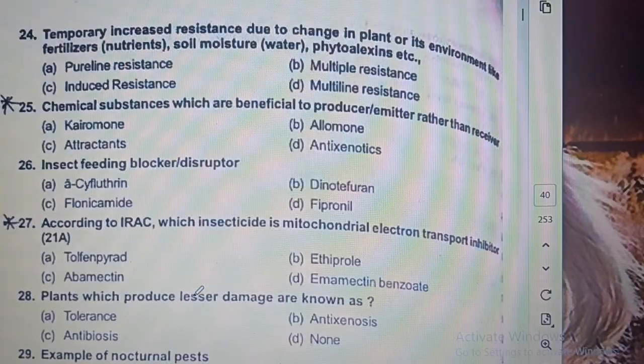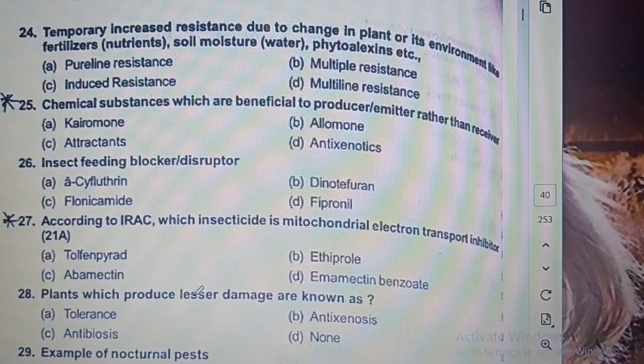The next question: temporary increased resistance due to change in the plant or its environment, like fertilizer, nutrient, soil moisture, phytoalexins. So sometimes we change the plant's environmental conditions through which we gain temporary resistance; that comes under induced resistance.